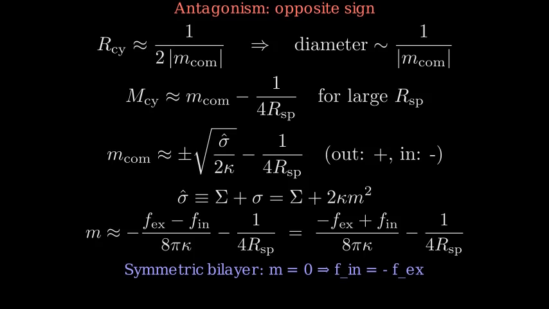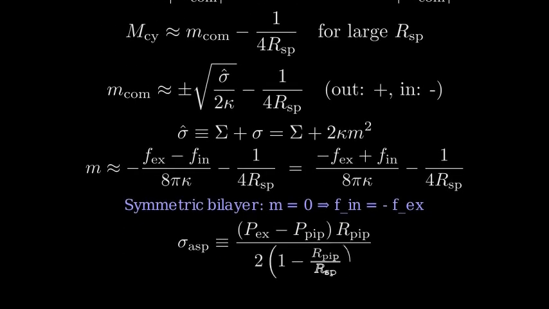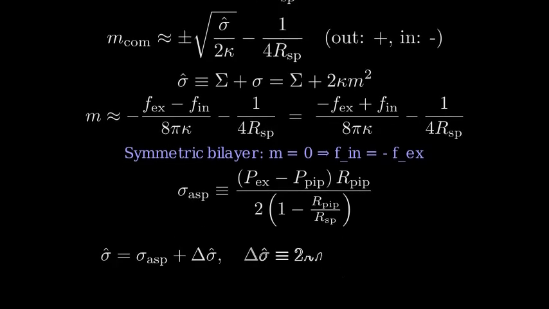In some experiments, an aspiration tension is computed from the micropipette suction and geometry, but the total membrane tension, sigma hat, differs from this aspiration tension by an additional term that depends on spontaneous curvature. The aspiration tension is sigma asp equals pressure outside minus pressure in the pipette times pipette radius over 2 times 1 minus pipette radius over vesicle radius. The more general relation is sigma hat equals sigma asp plus delta sigma hat, where delta sigma hat equals 2 kappa m times the quantity 1 over pipette radius plus 1 over vesicle radius.